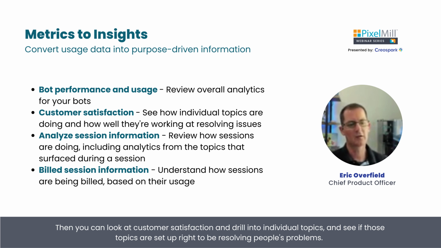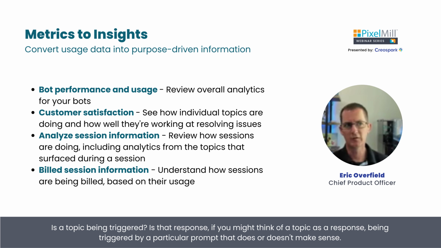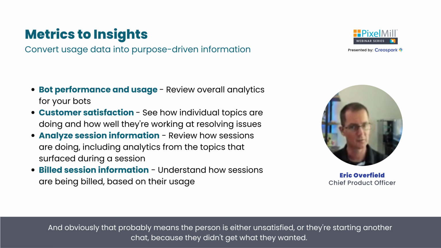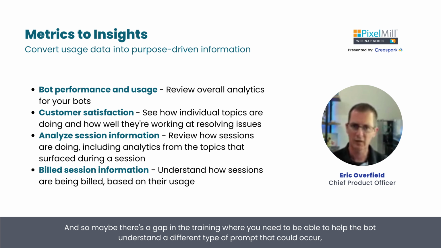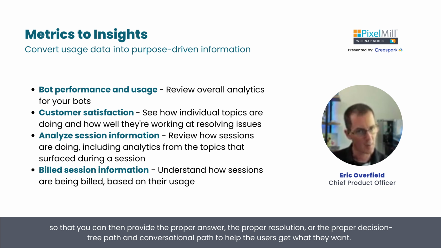Then you can look at customer satisfaction. Drill into individual topics and see if they are set up right to be resolving people's problems. Is a topic being triggered by a particular prompt that does or doesn't make sense? If not, that probably means the person is either not satisfied, or they're starting another chat because they didn't get what they wanted. So maybe there's a gap in the training where you need to help the bot understand a different type of prompt that could occur, so that you can provide the proper answer, the proper resolution, or the proper decision tree path, the conversational path, to help users get what they want.